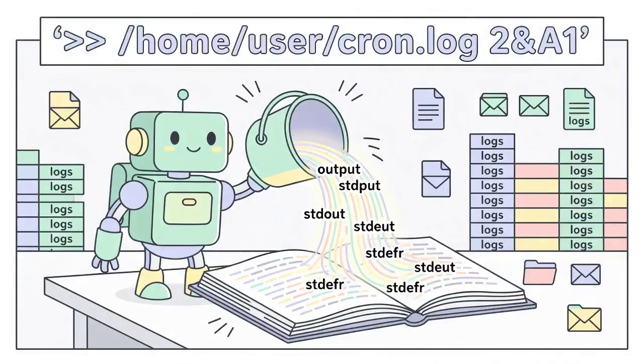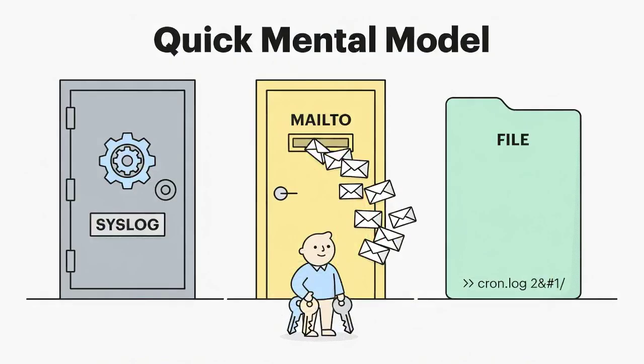Append a redirection at the end of any crontab line, with 2 greater than signs to append rather than overwrite, and 2>&1 to merge stderr into stdout. Now both normal output and errors land in your file, in order, every run. 3 channels, 1 job.